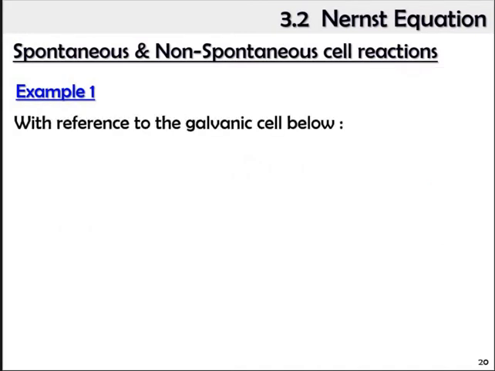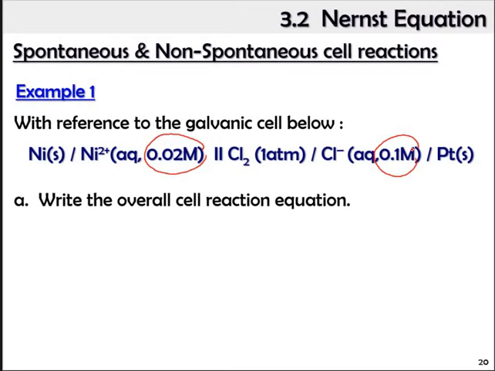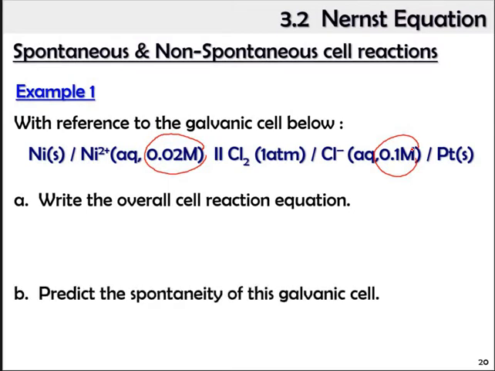Example, with reference to the galvanic cell below, the cell notation is given. Look at here, the concentration of Ni2 plus is 0.02 molar. Maksudnya bukan 1 molar, so this is non-standard condition. Write the overall cell reaction equation. Predict the spontaneity of this galvanic cell. Write the overall cell reaction first. Kita buat dulu overall. Kalau tak boleh buat overall terus, buat anode and cathode first, baru buat overall.